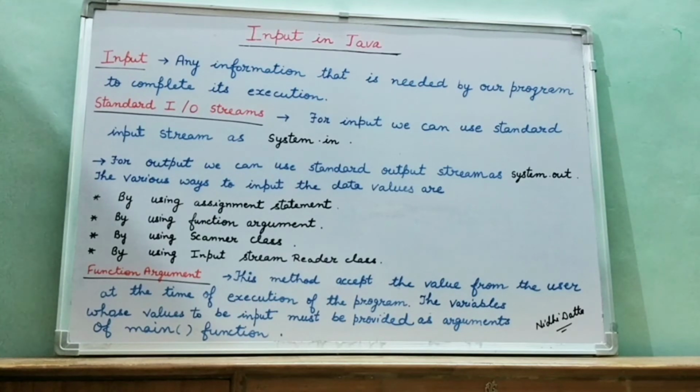The second method is by using a function argument. What is a function argument? In this method, we can accept the values from the user at the time of execution, and the variables whose values are to be input must be entered as arguments of the main function. When we use the main function, we can accept values from the user in the form of variables in the main function. I also explain this with the help of an example, so it is clear.